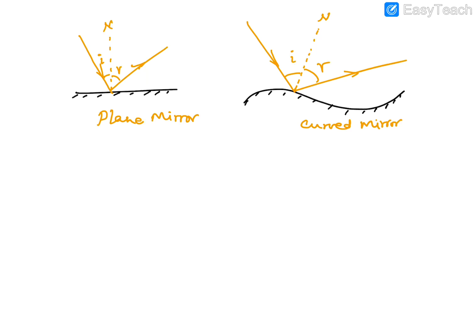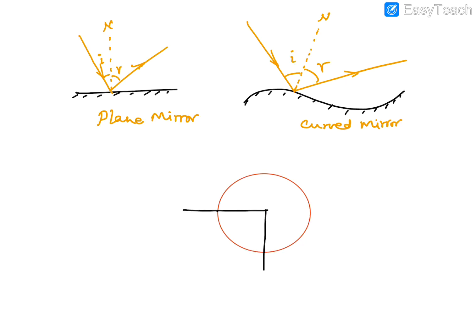In the case of a plane mirror, all the normals are parallel to each other, whereas in a curved mirror they will be different. So in a curved mirror, it becomes very challenging to identify the normal. Out of all the curved mirrors, spherical ones are easy, because in a sphere all the normals pass through the center. If you draw the normal here, it passes through the center. Similarly from here, the normal passes through the center. So at all points the normals pass through the center.